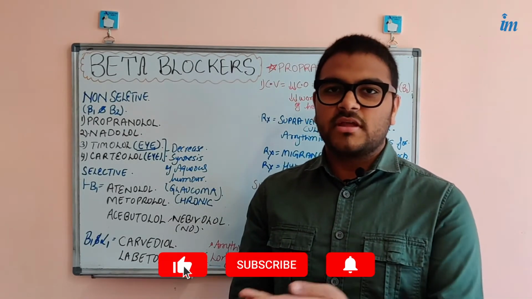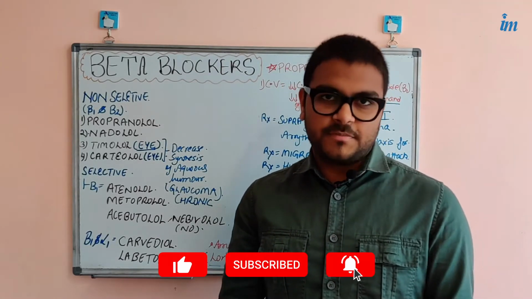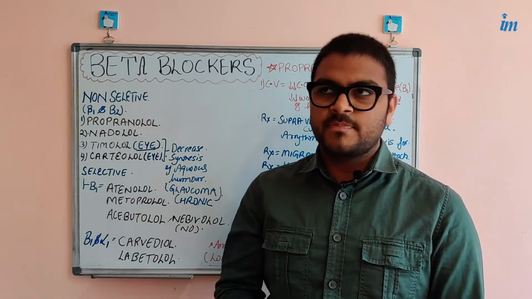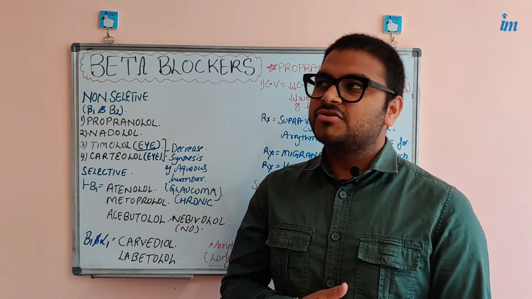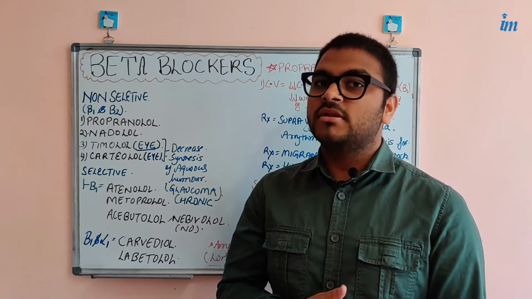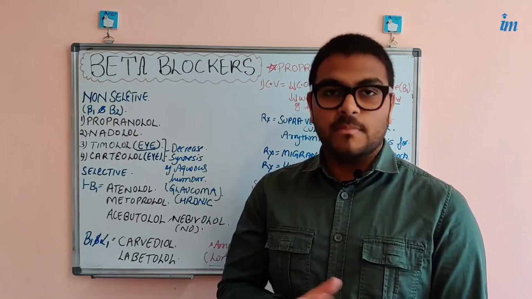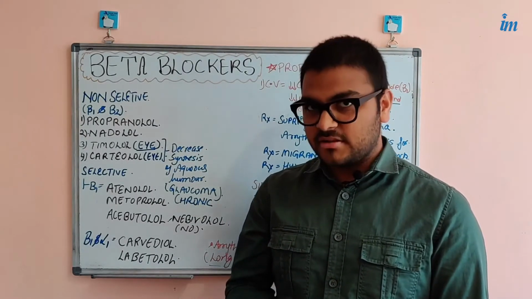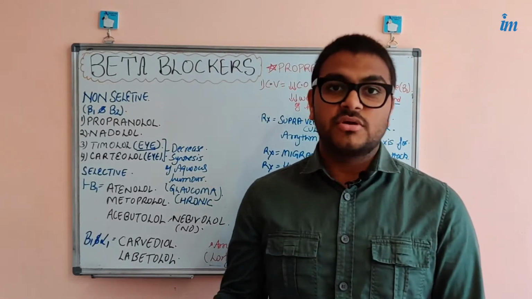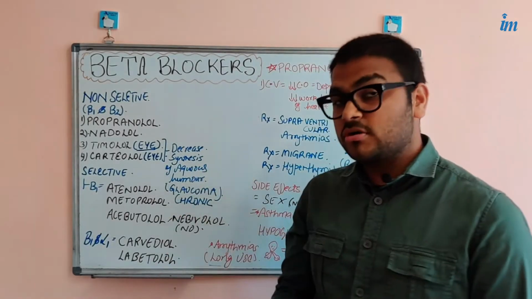Adrenergic antagonist means blocking the adrenergic receptor. So beta blockers are blocking the beta adrenergic receptors. Let us recall where the beta adrenergic receptors are present. Mainly beta 1 on the heart, beta 2 on the smooth muscle of the lungs, beta 2 on the blood vessels supplying the skeletal muscles, and beta 2 on the smooth muscle of the uterus.